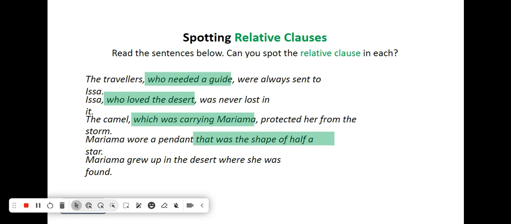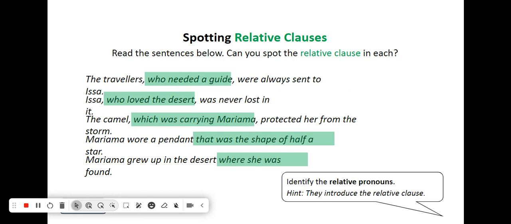The fifth one, that was the shape of half a heart, oh, half a star. This is our relative clause. The sixth and the last one, where she was found. This is our relative clause.